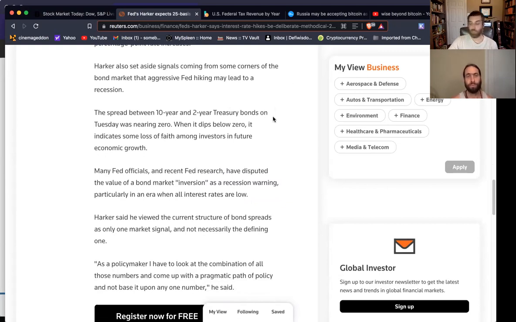And now this article actually wraps up with a discussion about a topic that I wanted to cover next. So it's a good segue. Recently, the spread between the 10-year and the 2-year Treasury bond has approached zero, which means that there's an inversion happening in the Treasury market, where the yield on a 2-year bond is actually higher than on a 10-year.